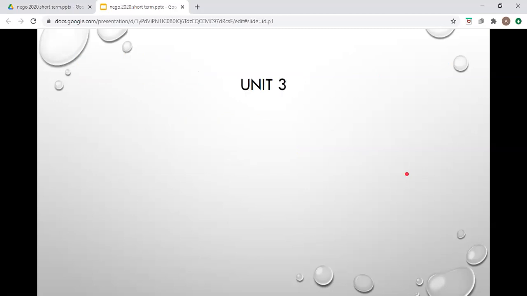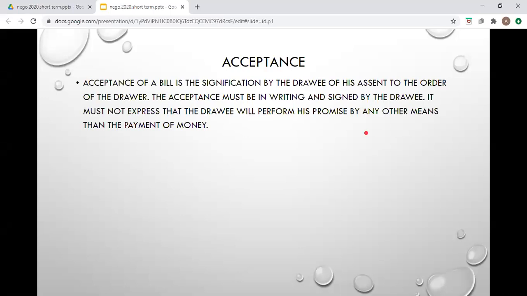Okay? So for Unit 3, that will now be acceptance. What is acceptance? Okay, so we're now in acceptance. What is acceptance? Acceptance is the signification by the drawee of its assent to the order of the drawer. It's just like saying yes to the unconditional order of your drawer. Isn't it the fact that in a bill of exchange, the drawer is giving a command to the drawee for the drawee to pay the amount appearing on the face of that instrument? Okay? In which case, sabi natin, the acceptor is liable according to the tenor of his acceptance, not the tenor of the instrument.